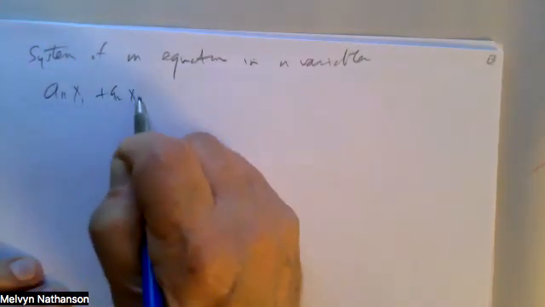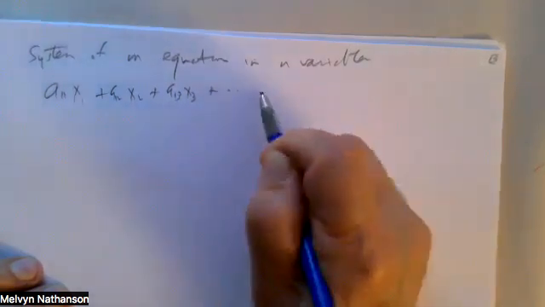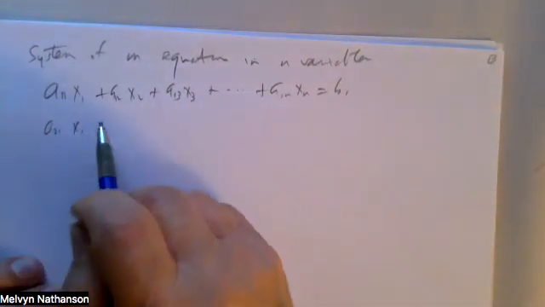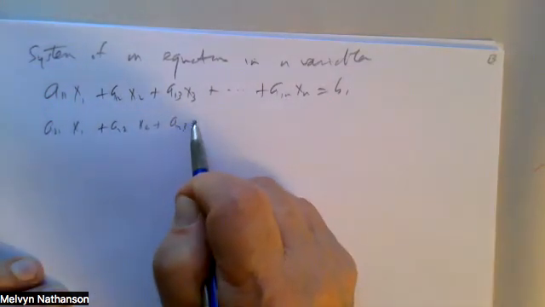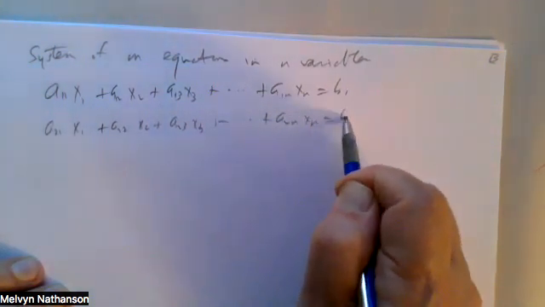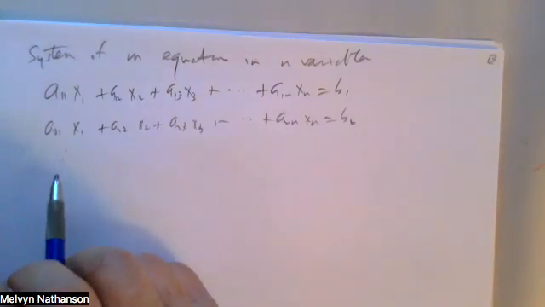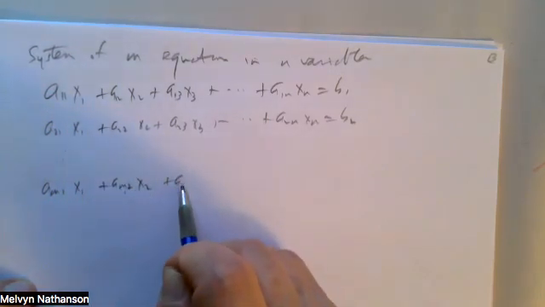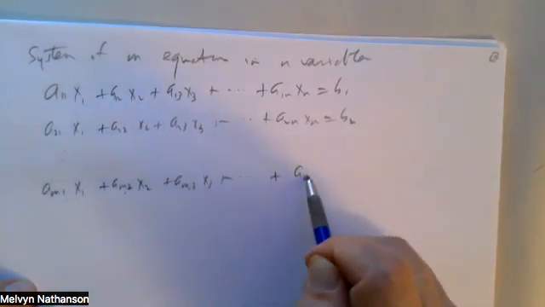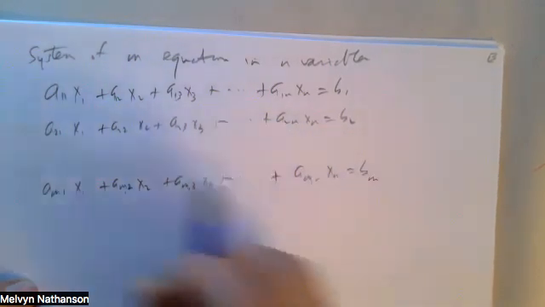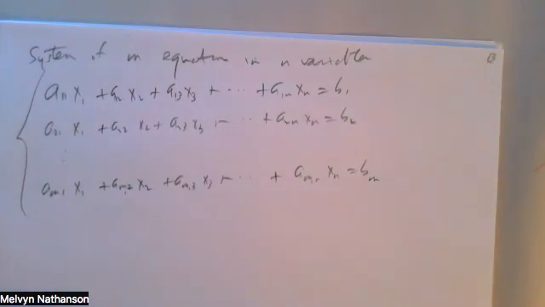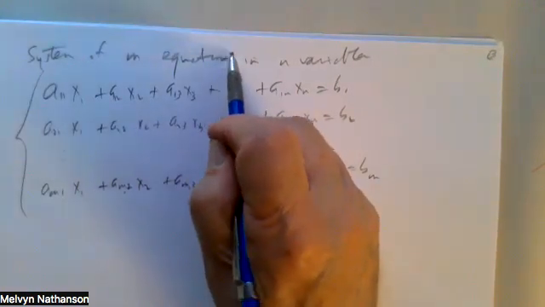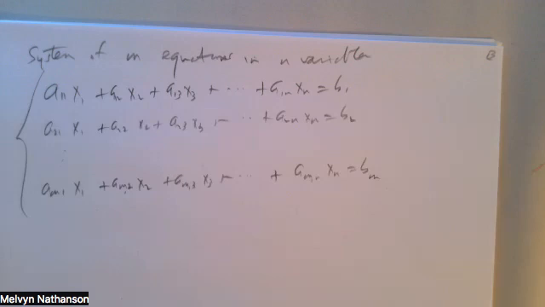So the first equation is, let's say, a11x1 plus a12x2 plus a13x3 up to a1n xn equals b1. That's the first equation. The next equation we normally write is a21x1, a22x2, a23x3 up to a2n xn equals b2, all the way down to the last equation, which is the mth equation, am1x1 plus am2x2, am3x3 up to amn xn equals bm. So this is a system of m equations in n variables.